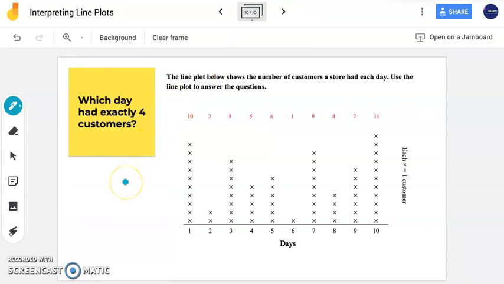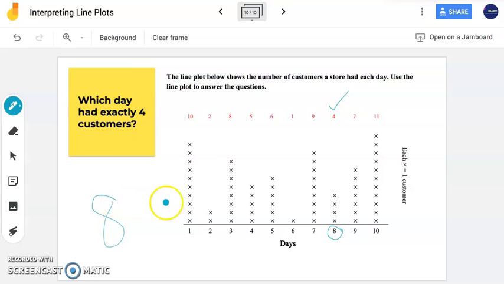And my last question here says, which day had exactly 4 customers? Now there's 2 ways you can do this. You can look again at each day and determine which day has exactly 4 X's, or you can also look at the top at where you already counted the X's. And the only day that has exactly 4 customers or 4 X's would be day 8 as your answer.